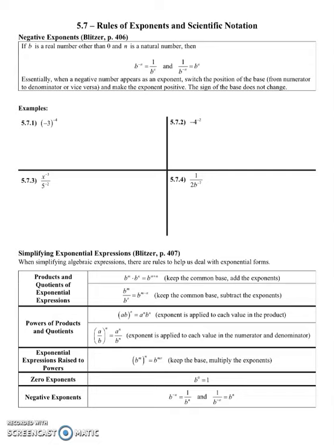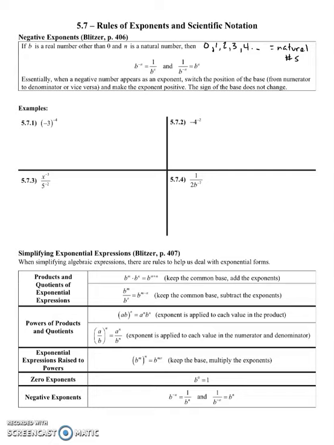So if b is a real number other than 0 and n is a natural number, meaning 1, 2, 3, 4, etc. Those are the natural numbers, and some people include 0 in that. Then b to the negative n exponent is the same thing as 1 over b to the positive n. And likewise, 1 over b to the negative n exponent equals b to the positive n exponent.